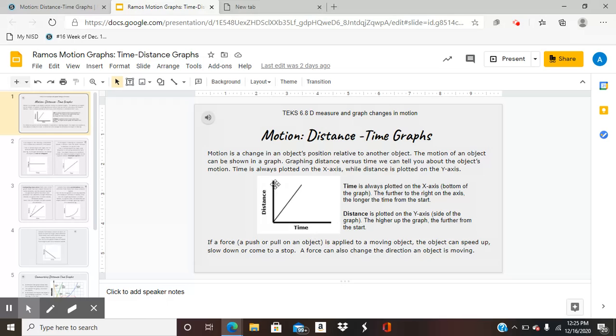Distance is plotted on the y-axis side of the graph. The higher up the graph, the further from start, okay? So if a force, which is a push or a pull on an object, is applied to a moving object, the object can speed up, slow down, or come to a stop. A force can cause change in the direction an object is moving.